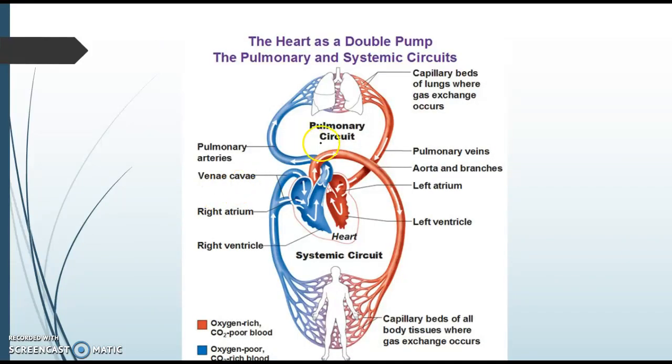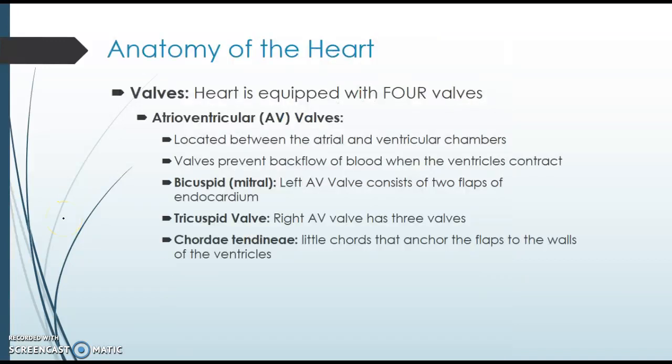So if we look here, here's our pulmonary circuit. Our pulmonary circuit is going to be deoxygenated blood from the right side of the heart going to the lungs back to the left side of the heart. So we have heart, lungs, heart. And then the systemic circuit is going to be blood that is oxygenated on that left side, traveling to body tissues where we dump off gases or exchange gases, and then traveling back to the right side of the heart. So it's heart, body tissues, heart.